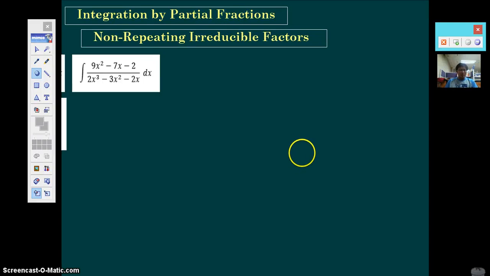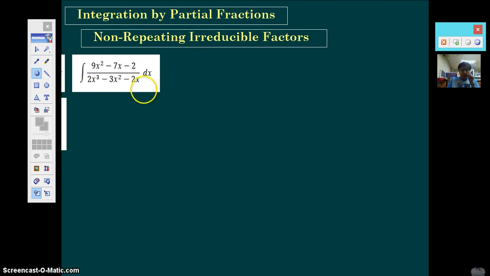Good day, seniors. This video lesson is about another integration technique called integration by partial fractions. Now, I have to divide this technique into two videos. So this first video would be integration by partial fractions, focusing on non-repeating irreducible factors. You will know what this means as we proceed.